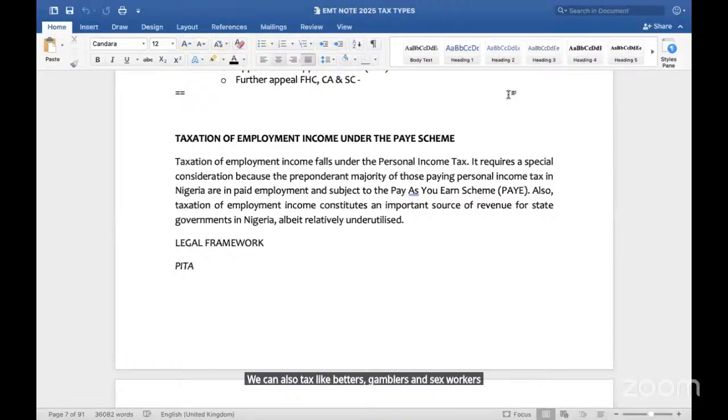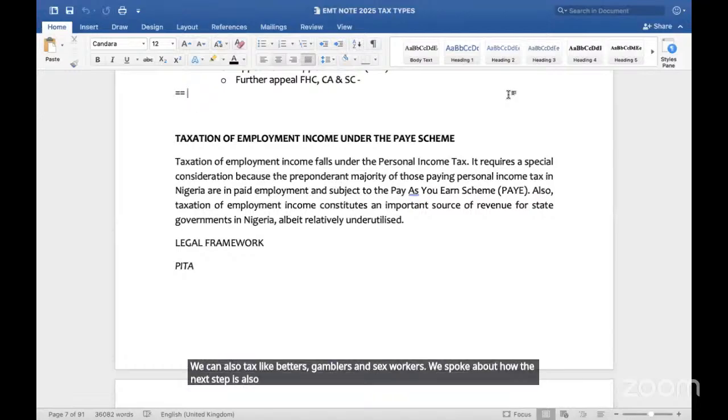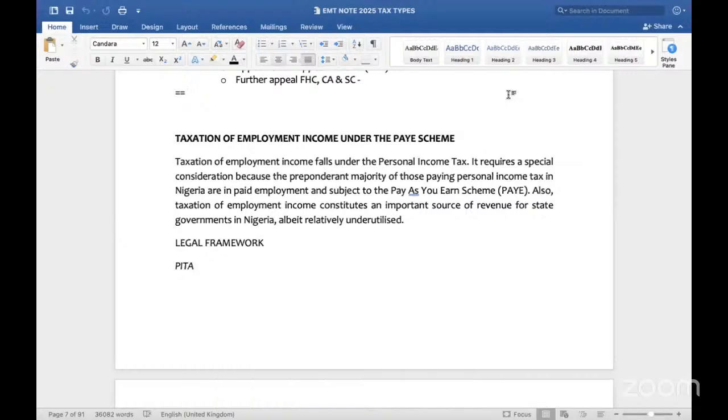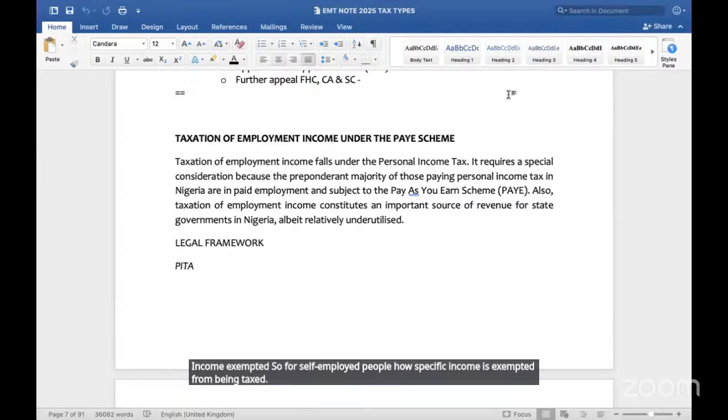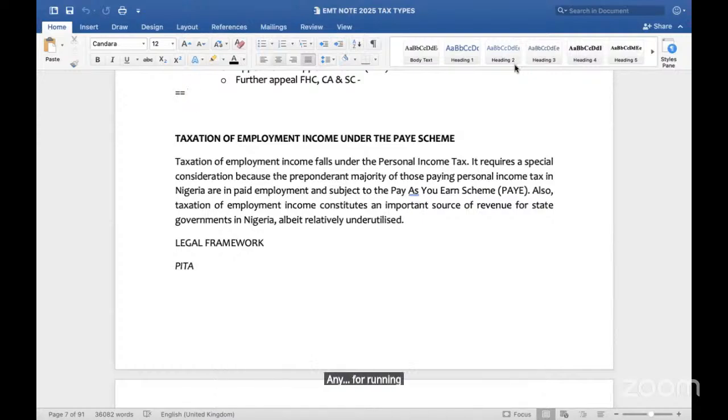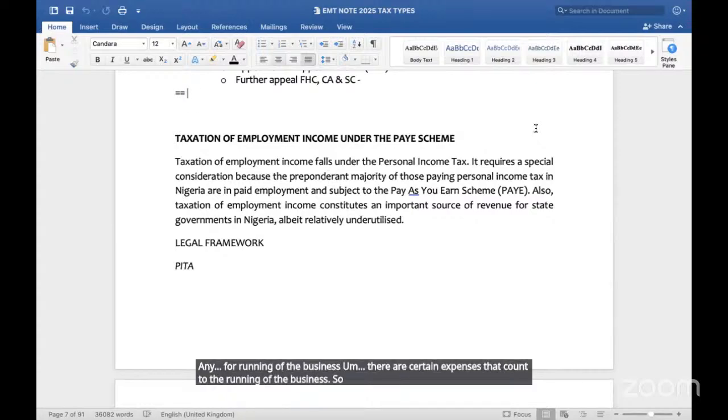We spoke about how the next step is also income exempted. So for self-employed people, how specific income is exempted from being taxed. Then we went further on to talk about deductible expenses. So we mentioned the rent test: for every running of a business, there are certain expenses that count to the running of the business, so they are meant to be deducted.